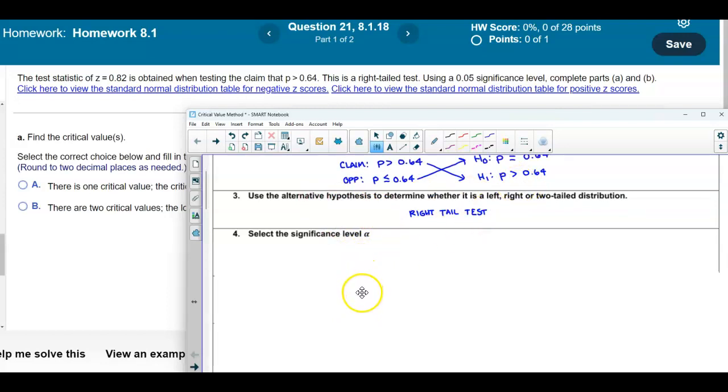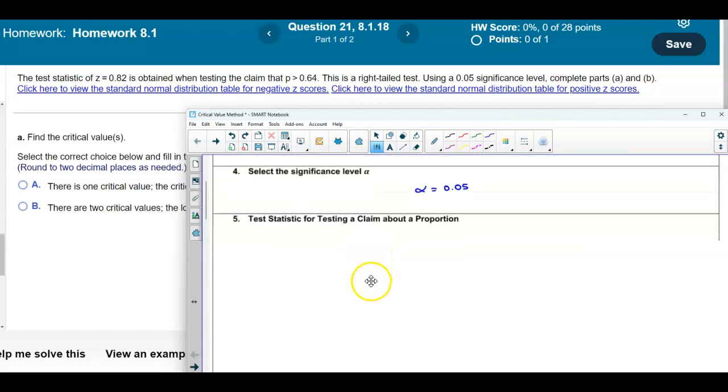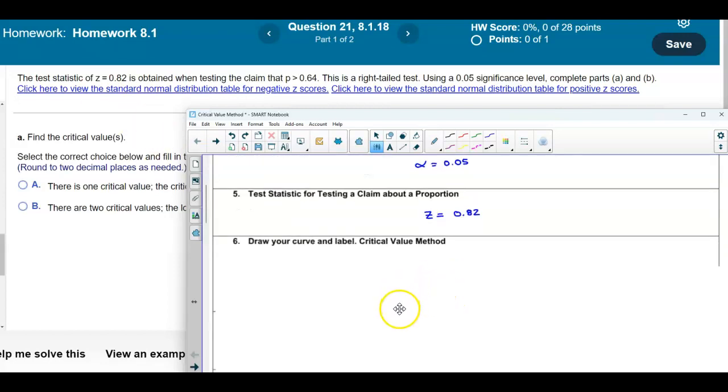And now we're going to select the significance level. The significance level is given to be 0.05. And then also, we have the test statistic, which is given to be z, which is equal to 0.82. Now that we have that information, we want to draw the curve and label it in order to find the critical value or values.